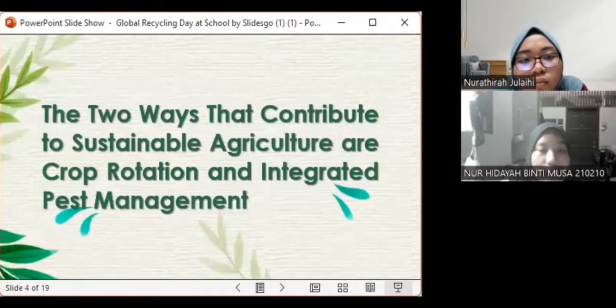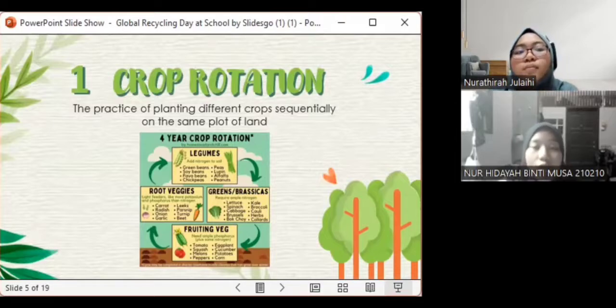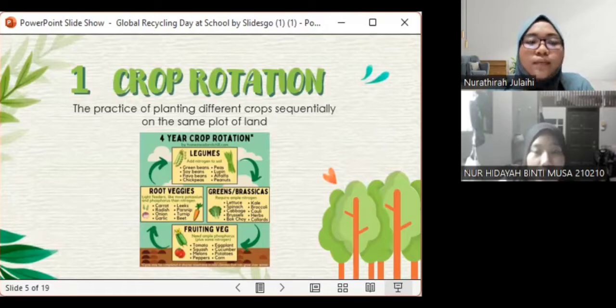The two ways that contribute to sustainable agriculture are crop rotation and integrated pest management. What is crop rotation? Crop rotation is the practice of planting different crops sequentially on the same plot of land. As you can see, the image below shows planning for a 4-year crop rotation. It starts with legumes, continues with grains and fruiting vegetables, and the last crop is root veggies.